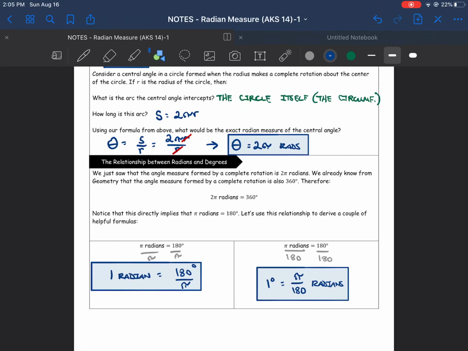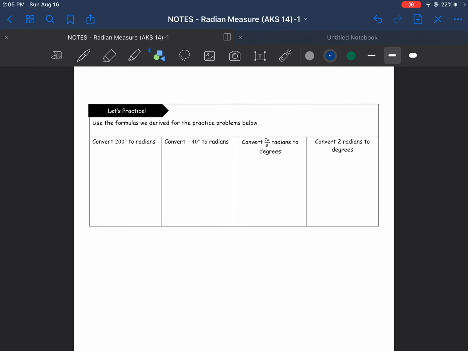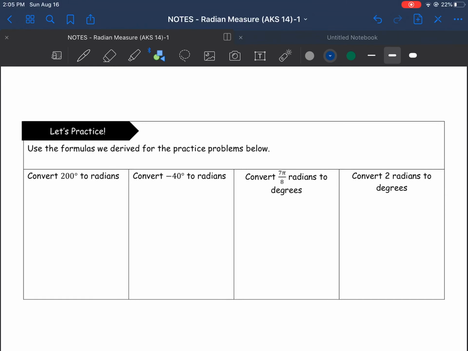So let's use these results to do a little bit of practice. So again, let's rewrite those just to have them for reference. We know that 1 degree is equal to pi divided by 180 radians. And we also know that 1 radian is equal to 180 degrees divided by pi. So we want to use these formulas to either convert degrees to radians or convert radians to degrees.